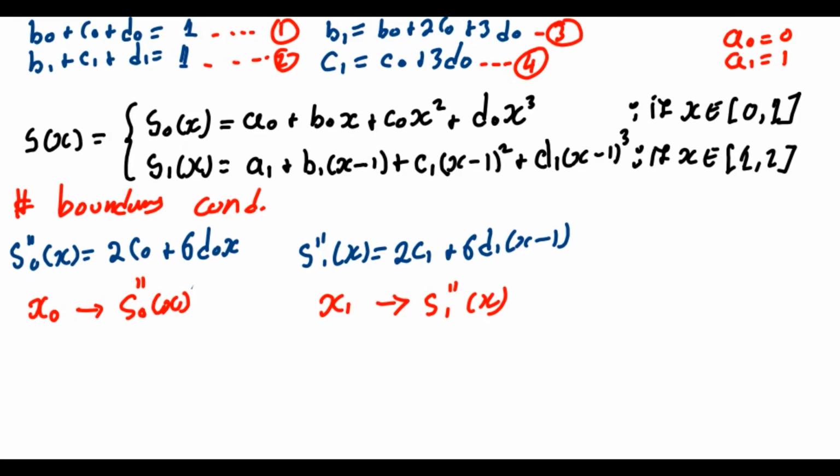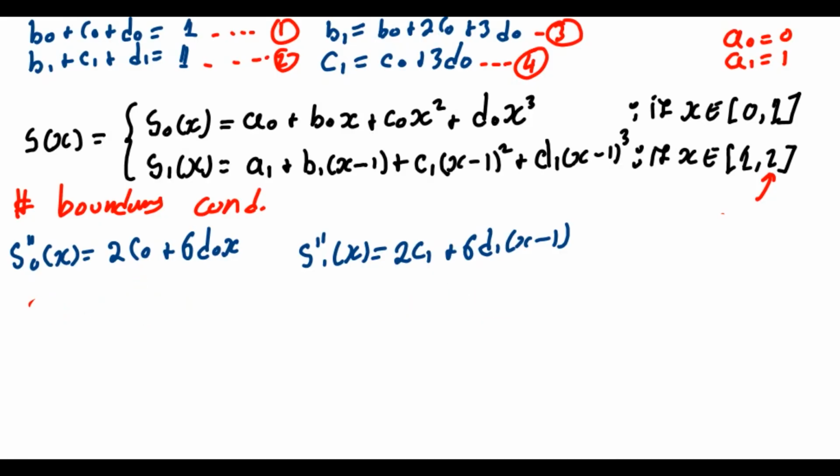Is it s sub 1? No, it's x sub 2. Okay, which is this one here. So it simply means for the boundary conditions, you're just using x naught, which is equal to 0, and x sub 2, which is equal to 2. That's what you're going to do.